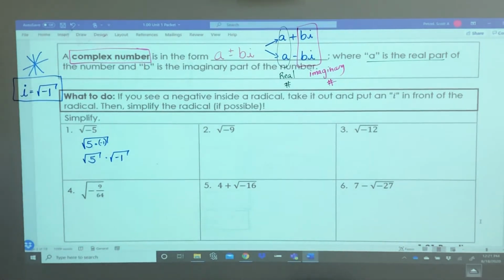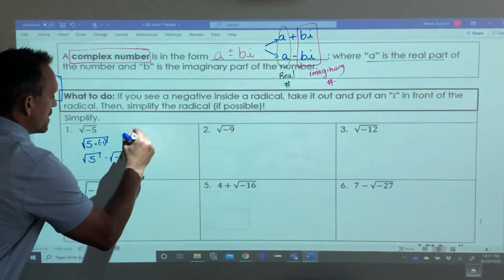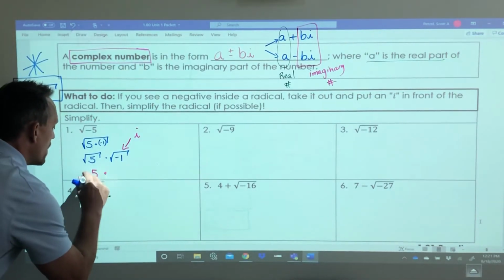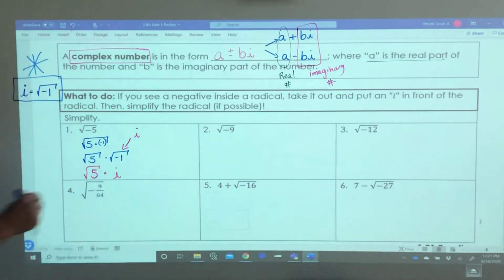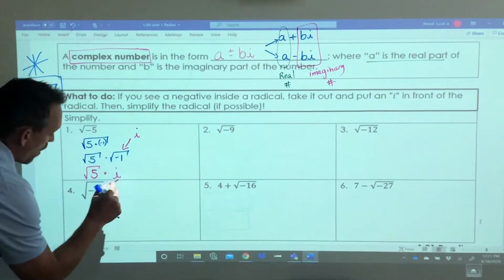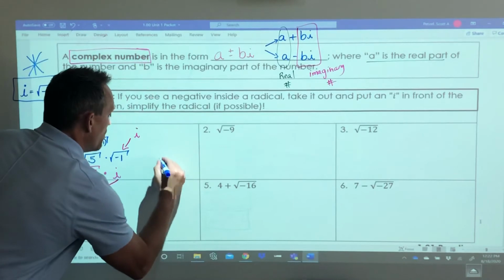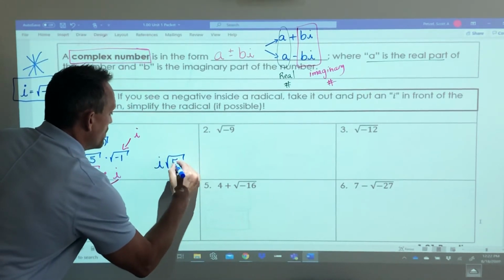Well, we know that this is I. So now we have 5, square root of 5 times I. The one thing that we need to understand is these will always go in front. The I does not go in the back. So the final answer will be I square root of 5.